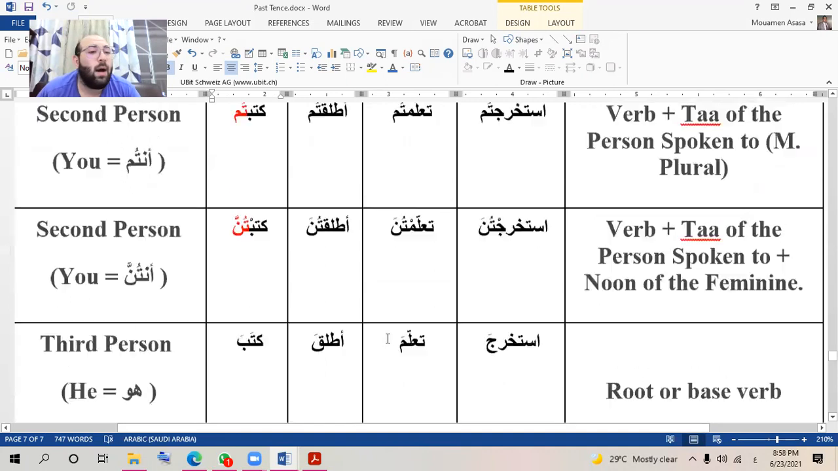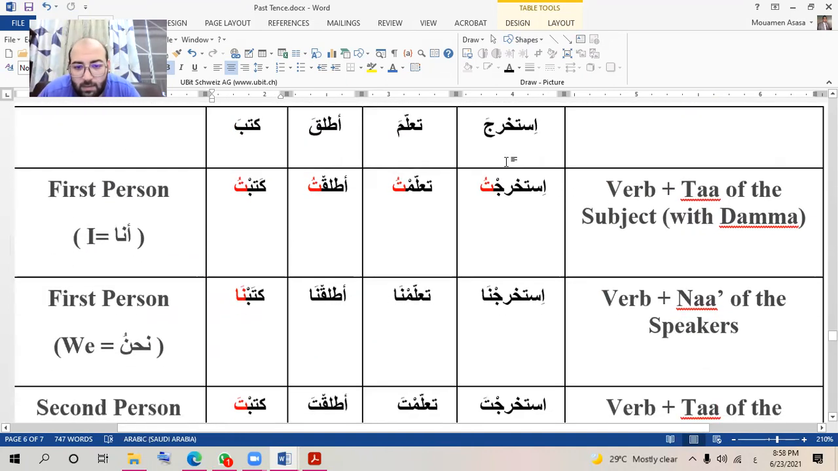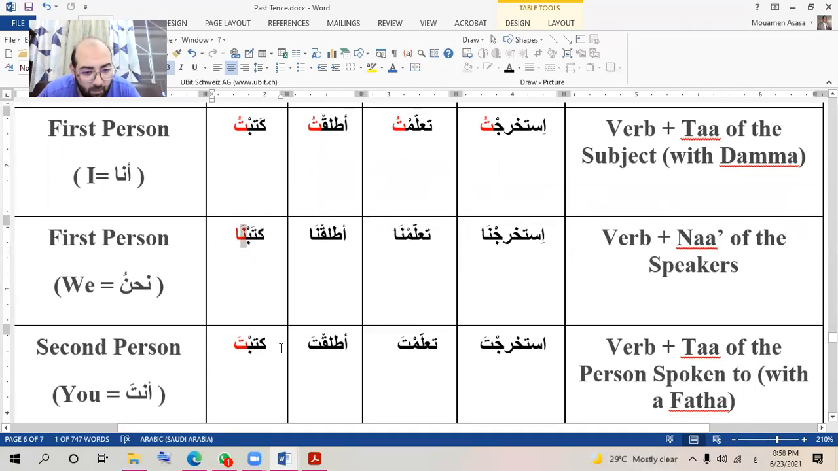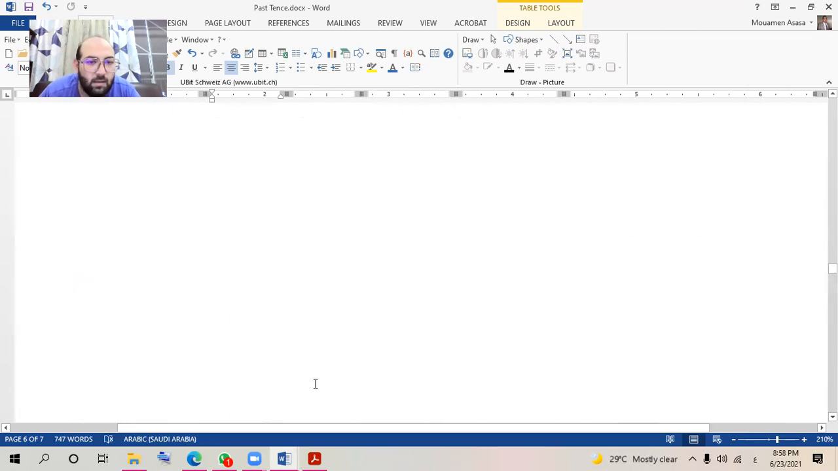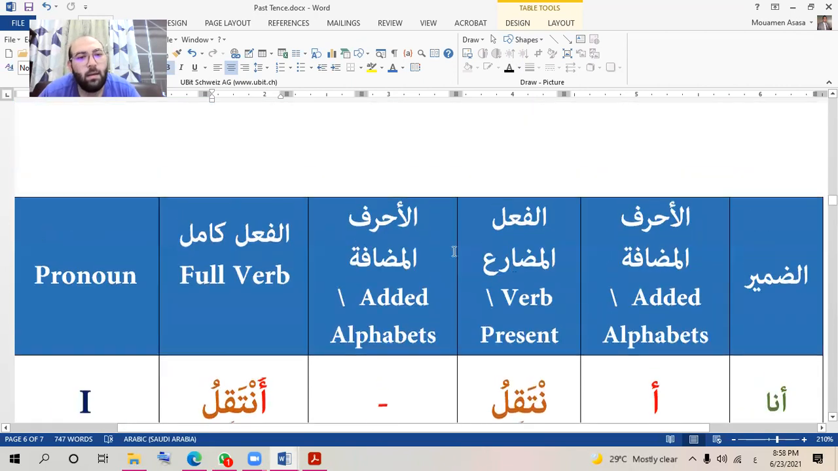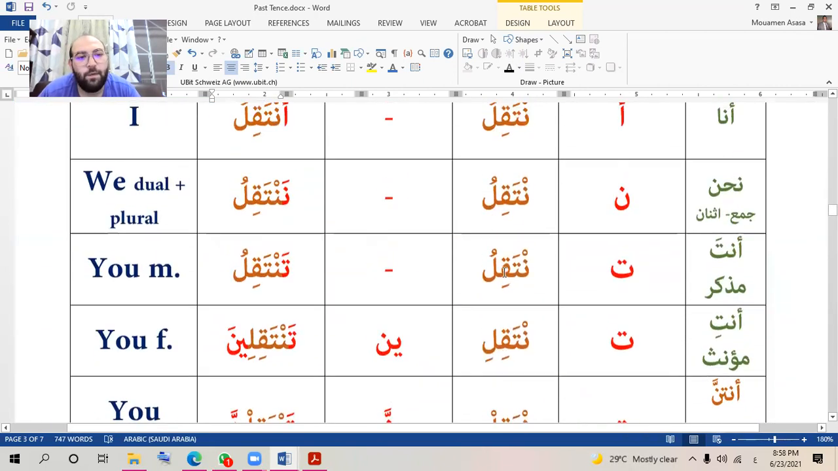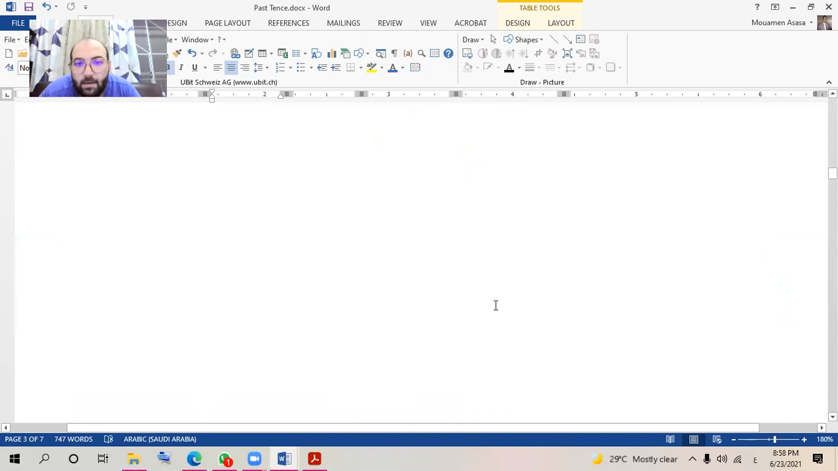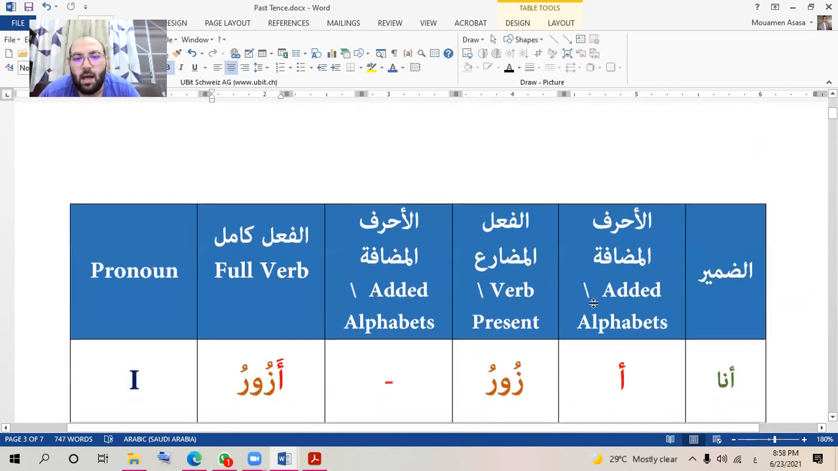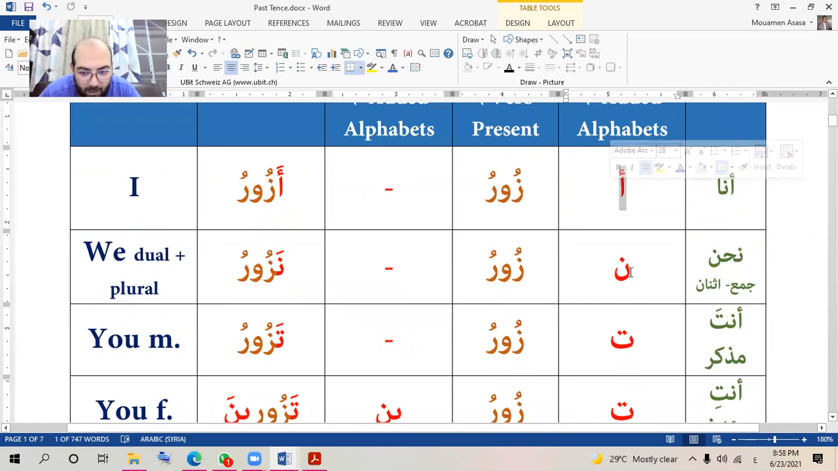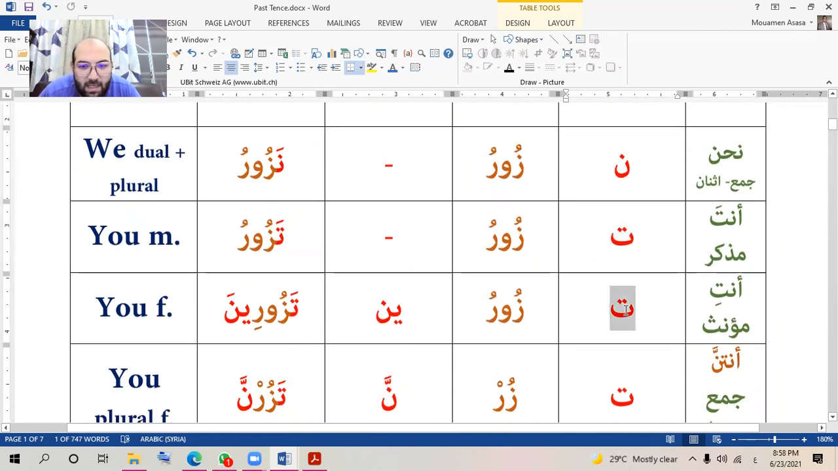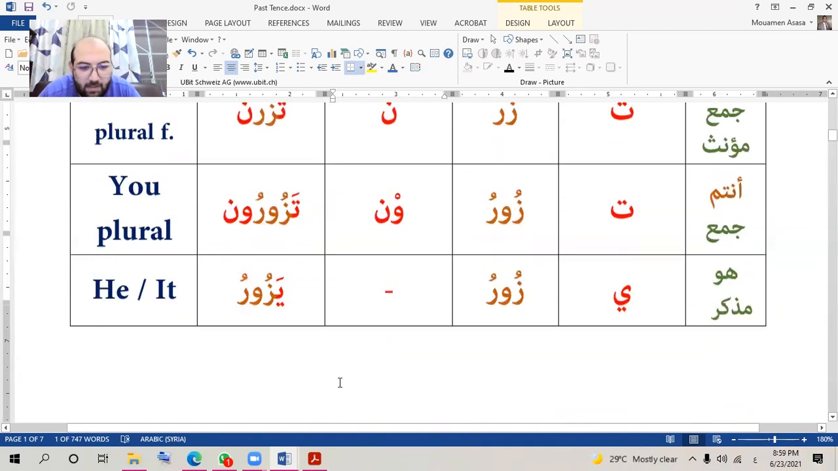Okay, what we learned today is that there are certain letters we add to the verb to tell us who is the doer of the verb. Same as we learned in the previous verb present. Like here, azuru, this alif is for ana. Nazuru, this noon is for we. Anta tazuru, this ta is for you. Anti tazurina, for you, and ya and noon at the end.